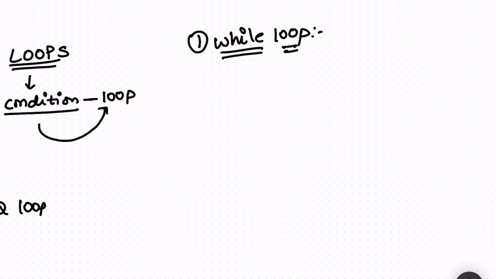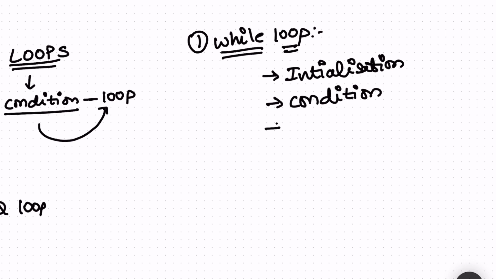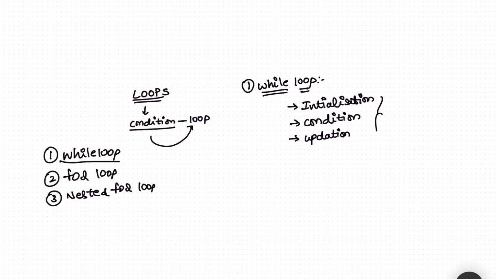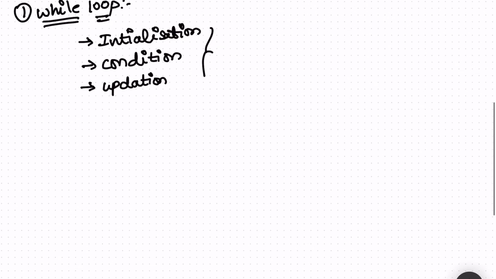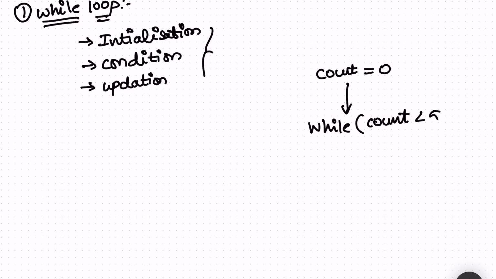So while loop will be considered. We will write the code in three steps. First is initialization, and second one is condition, and third one is updation. So I'll tell you simply how these three steps will work. See, first you will initialize a variable with a value 0. Then you will write a while loop with a condition that count must be less than 5.